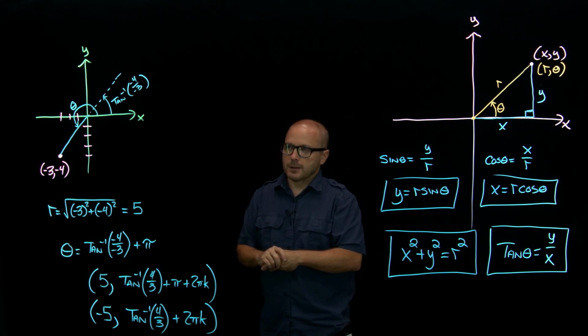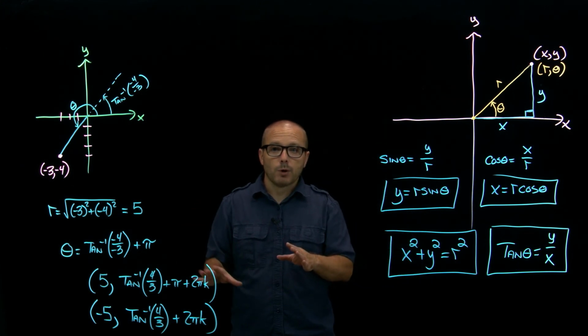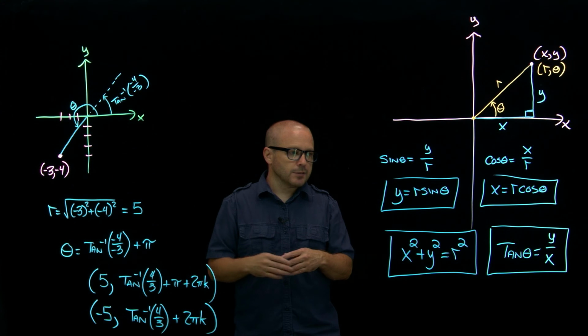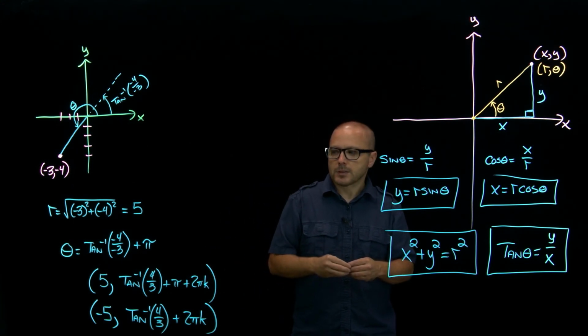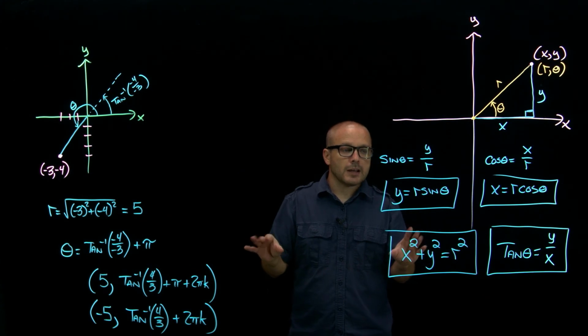So this is the system we'll be looking at. We'll do curves in polar, and then we'll move on and do some calculus: slopes, areas, and lengths. So we'll be looking in this coordinate system for the next couple of sections.